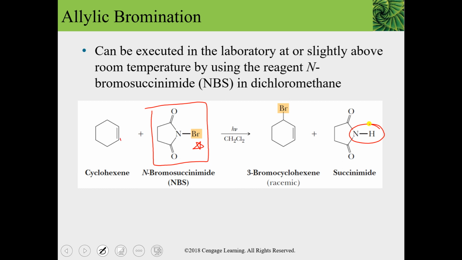If this is our double bond, we can kind of number it 1, 2, 3. Number 3, that is our allylic carbon. And the hydrogens attached to that carbon are allylic hydrogens. If I numbered the other way, 1, 2, 3, the blue 3 is also an allylic carbon. This is why we say we get a racemic mixture.